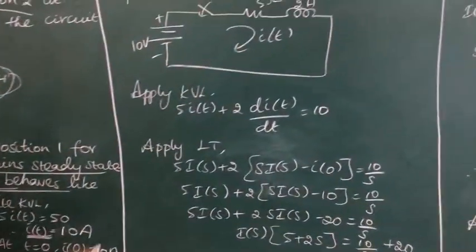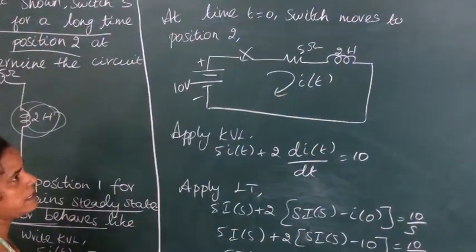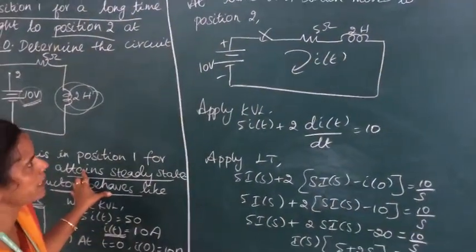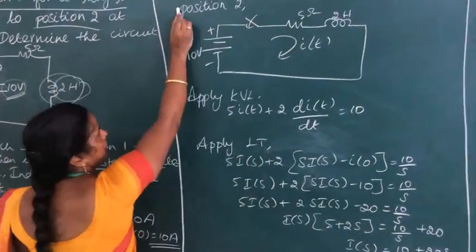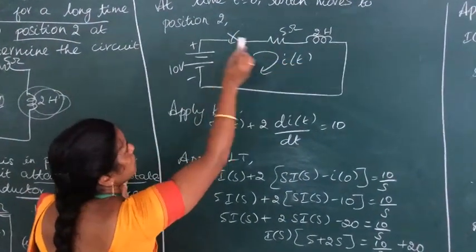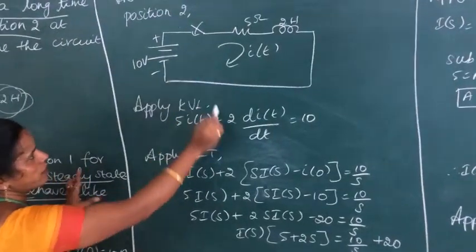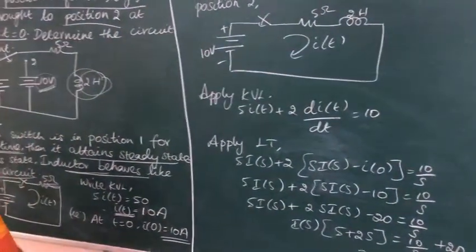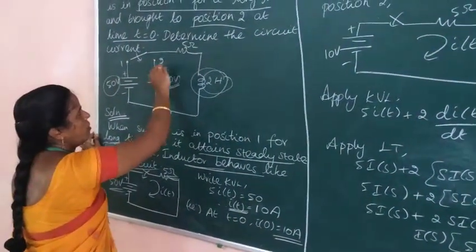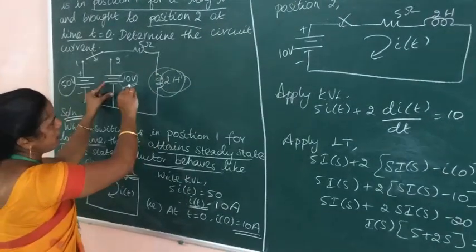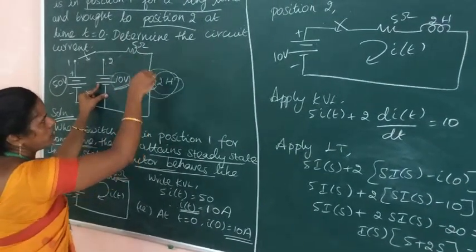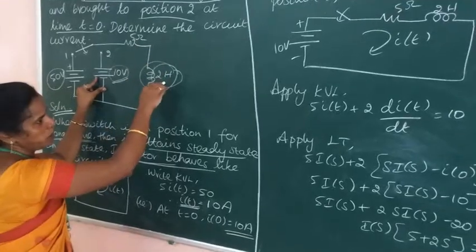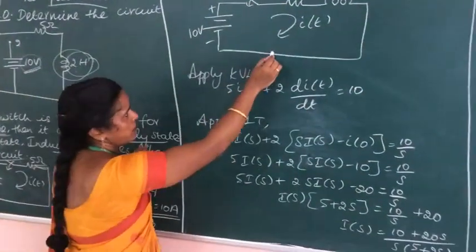So second case is, we have to find the transient current when the switch is moved to the second position. What is given? At time t is equal to 0, the switch is moved to position 2. So we have to redraw the equivalent circuit. So when the switch is moved to position 2, how will the equivalent circuit be? So this 10 volt battery is connected in series with 5 ohm and 2 Henry. So you can redraw the circuit.